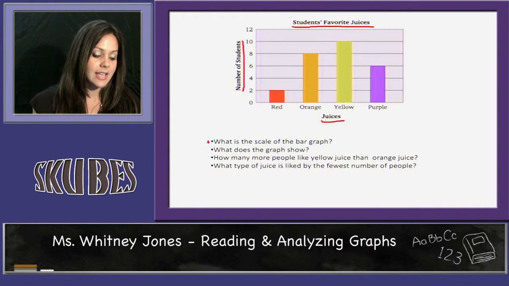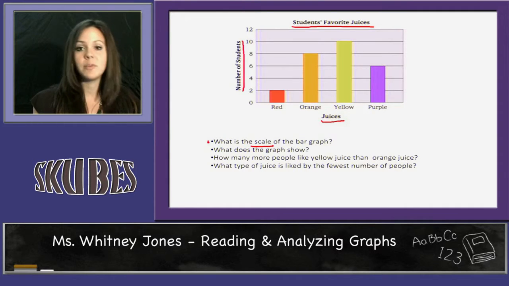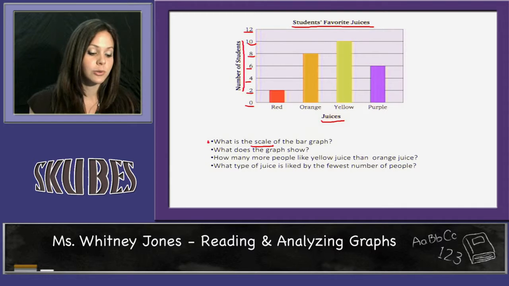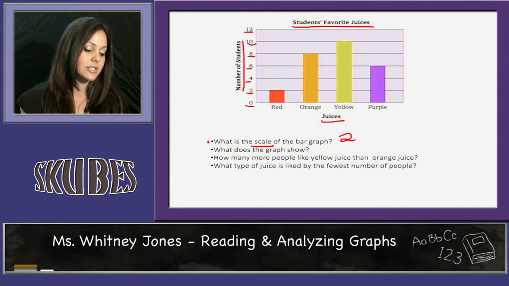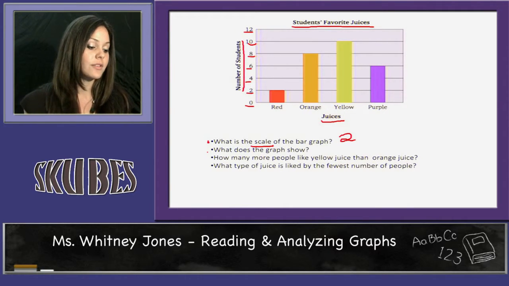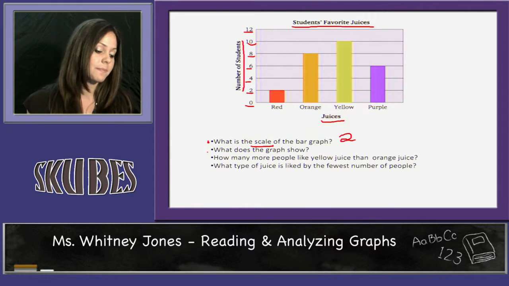The first question says, what is the scale of the bar graph? The word scale means what number you're counting by. We see 0, 2, 4, 6, 8, 10, and 12. We know we're counting by the number 2, so the scale of the graph is 2. The next question says, what does the graph show you? We've already determined that the graph is showing us the number of students that like each type of juice.